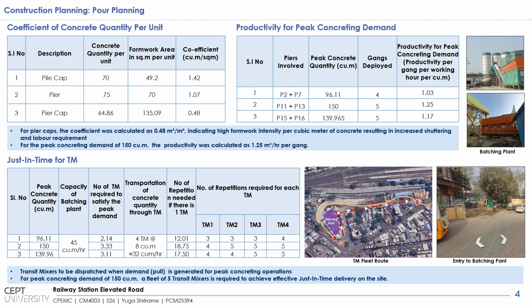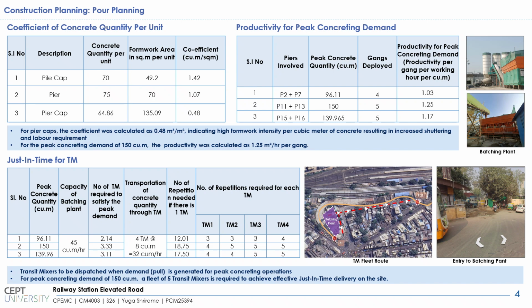Now, productivity calculations for the peak concreting demand. For the peak concreting quantity of 150 cubic meters, the productivity was found to be 1.25, which is the productivity per gang per working hour for 1 cubic meter of work. Next, the just-in-time calculations for the transit mixer. The analysis here shows that for the peak concreting quantity of 150 cubic meters, 3.32, which is around 4 TMs, would be required, if the capacity is 8 cubic meters per hour. So the rate at which the TMs will be needed is 32 cubic meters per hour.